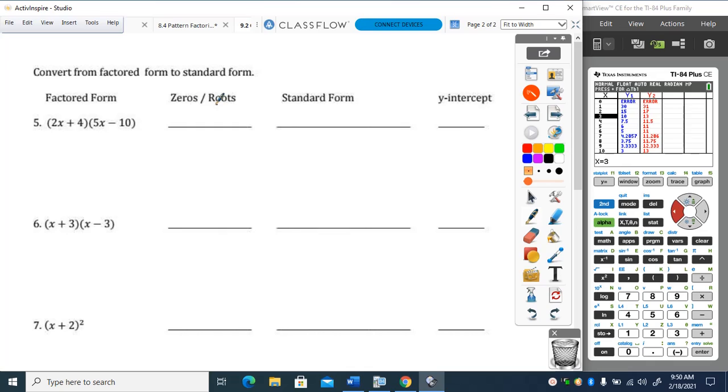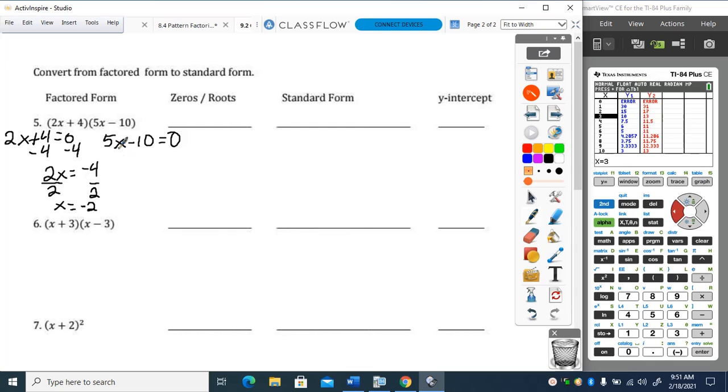In order to find our zeros and roots from there, first thing, just separate them and set them equal to 0. So we have 2x plus 4 is equal to 0, and 5x minus 10 is equal to 0. And now I gotta just solve for x. So what's the first step in solving 2x plus 4 is equal to 0? That would be subtracting 4. We have 2x is equal to negative 4. And now we gotta divide by 2. So x is equal to negative 2.